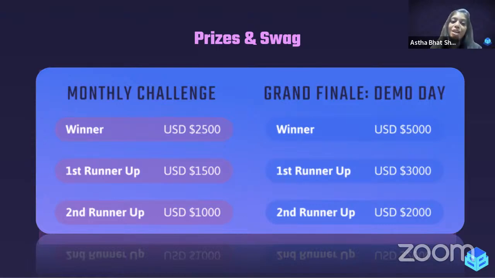So here is what the monthly winners get. The first winner gets USD 2,500, followed by the runner-up who's getting 1,500, and the second runner-up who gets 1,000 as a team. So these are the prizes which you get as a team. And whoever is winning the monthly challenge and actually goes to the grand finale and wins the grand finale, which is in the form of demo day, the winning team gets 5,000 USD. The first runner-up gets 3,000 USD, and the second runner-up gets 2,000 USD. That's right. So that's what you get as a team.